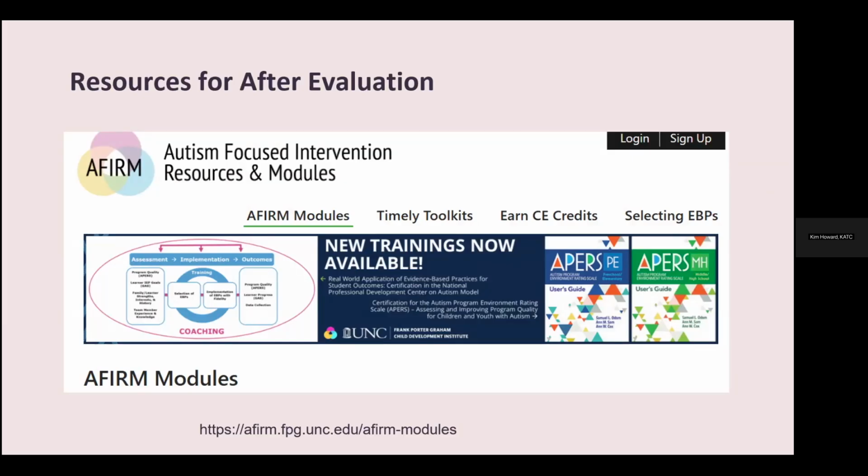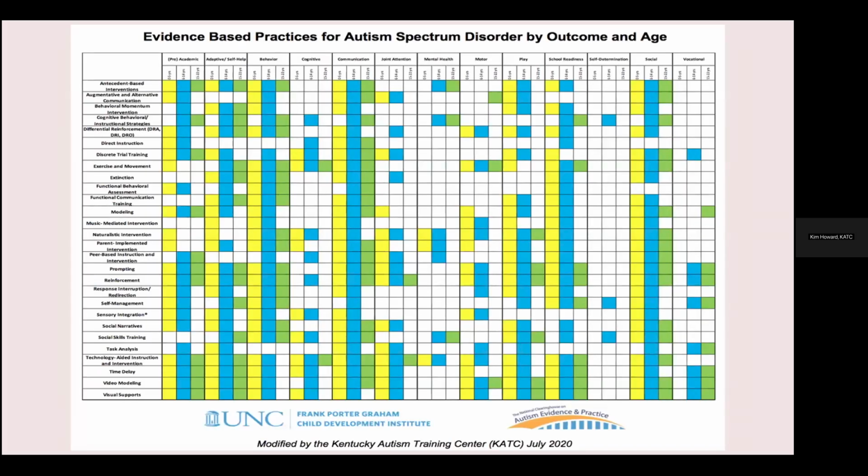It's called AFIRM, Autism Focused Intervention Resources and Modules. They are free. The website is at the bottom of the screen. You do have to create a login, but it is a great tool for you to get some quick training specifically related to autism. They have I think around 30 modules that you can choose from across the spectrum of autism needs.